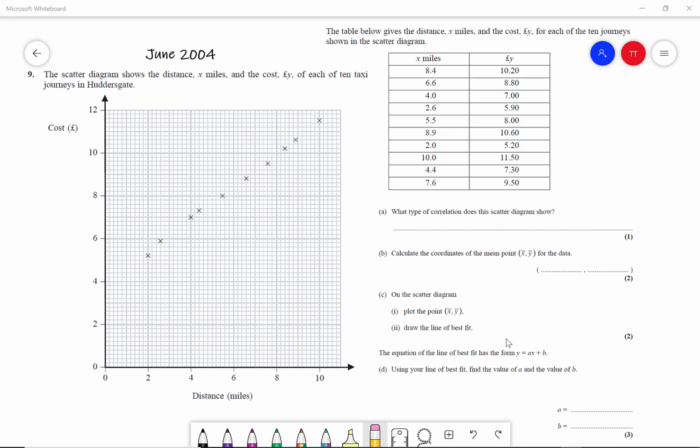Now in this case we want to describe the correlation for the scatter graph, so we can clearly see it's a positive correlation.